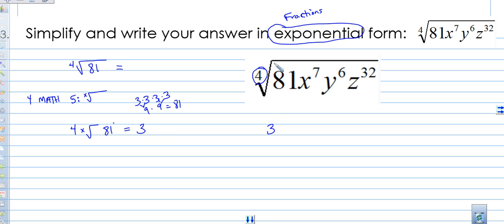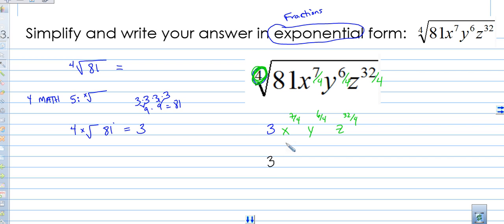Since we're writing this in exponential form, this just divides all of the exponents, as we've seen that this is the big exponent division sign. So you'll get x to the 7 over 4, y to the 6 over 4, and z to the 32 over 4. And then we just want to simplify and clean this up.